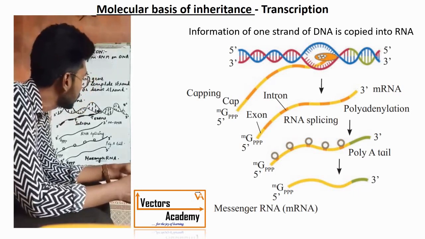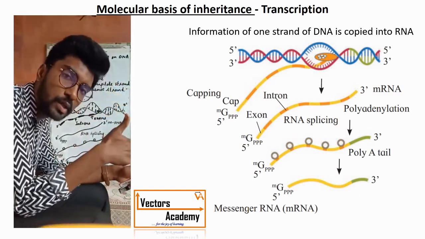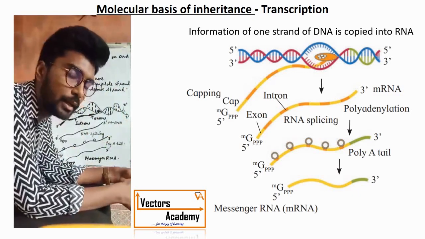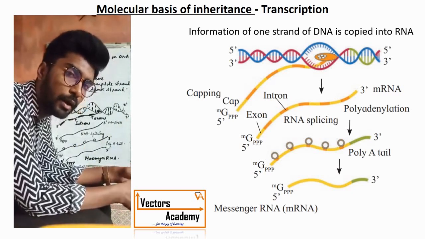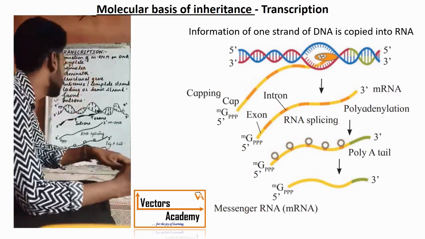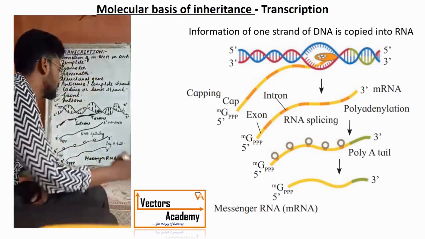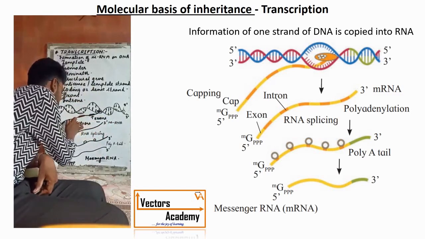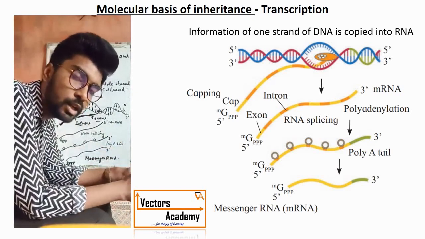So in eukaryotes, you can see it undergoes three important types of processes. First is called splicing, second is called capping, third is called tailing. Now, what is splicing? The removal of the introns from the RNA is generally called splicing. I told you what are introns and what are exons. Exon, intron, exon, intron, exon, intron, exon. So the removal of the introns is called splicing.